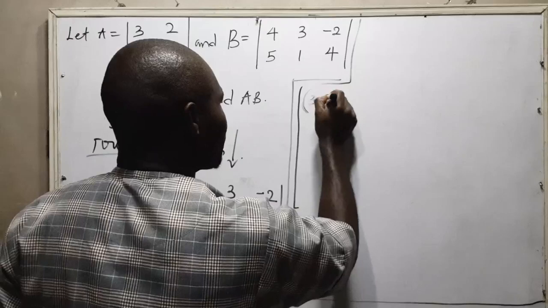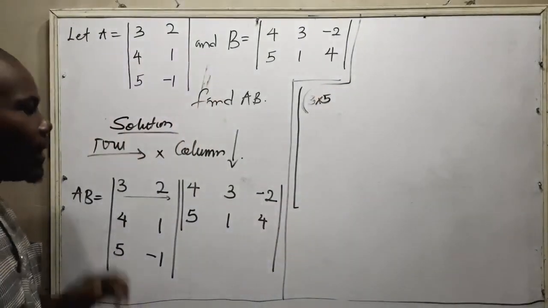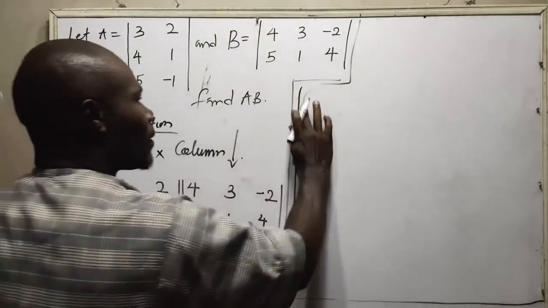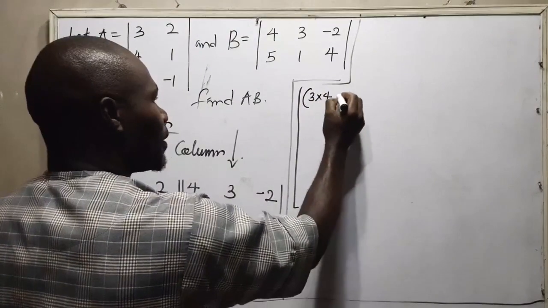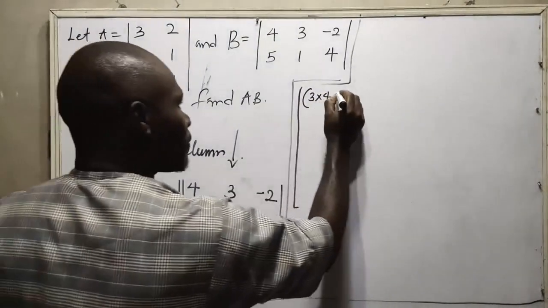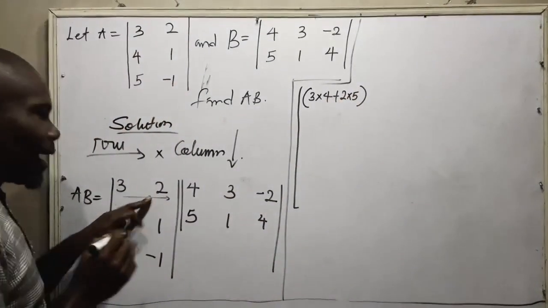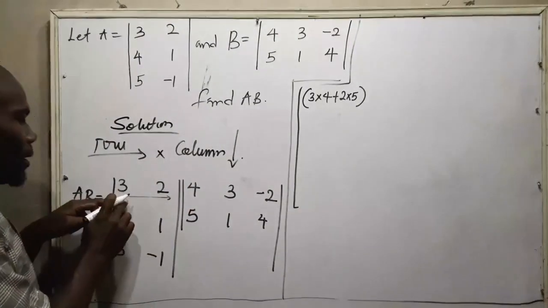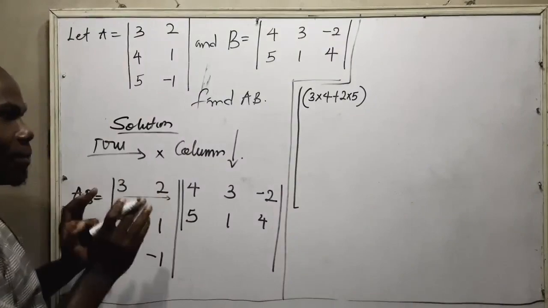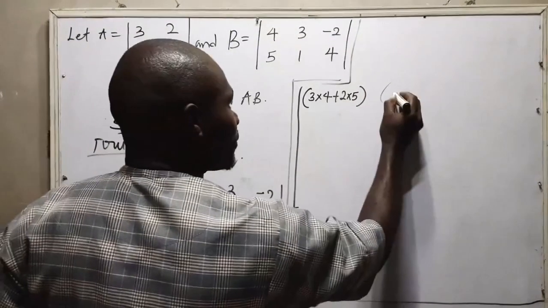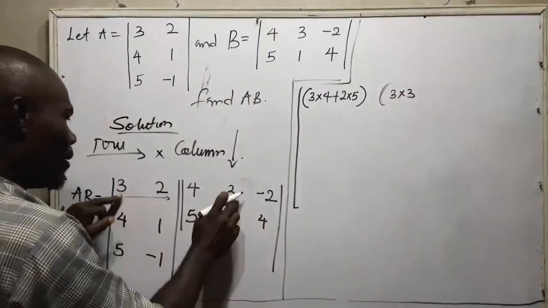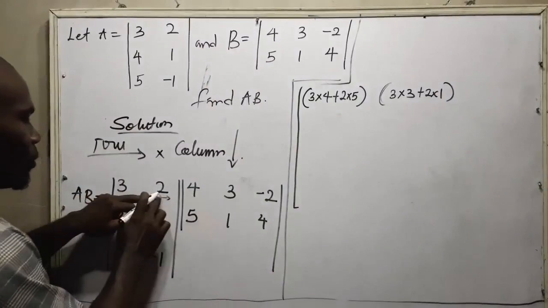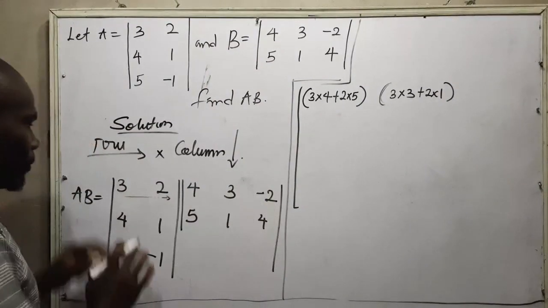So 3 times 4 plus 2 times 5. You close the bracket. That is the first element. In a matrix, we don't call it a number, we call it an element. So 3 times 4 plus 2 times 5, that is the procedure. Again, 3 times 3 plus 2 times 1. That's just it: 3 will multiply 3, 2 will multiply 1. So let's also do this to this column. We have 3 times minus 2.